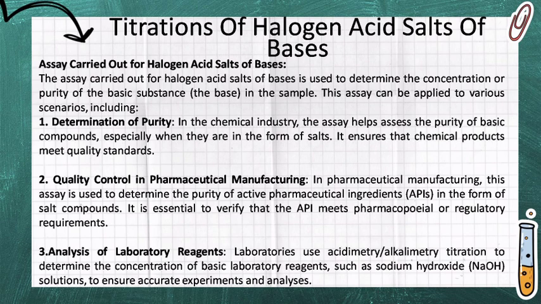Second, quality control in pharmaceutical manufacturing. In pharmaceutical manufacturing, this assay is used to determine the purity of active pharmaceutical ingredients, APIs, in the form of salt compounds. It is essential to verify that the API meets pharmacopoeial or regulatory requirements. Third, analysis of laboratory reagents. Laboratories use acidimetry, alkalimetry titration to determine the concentration of basic laboratory reagents, such as sodium hydroxide, NaOH, solutions, to ensure accurate experiments and analyses.